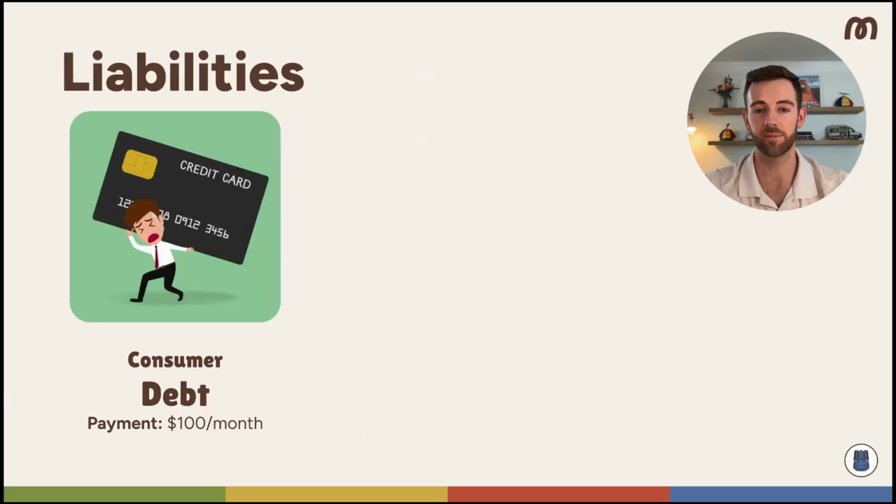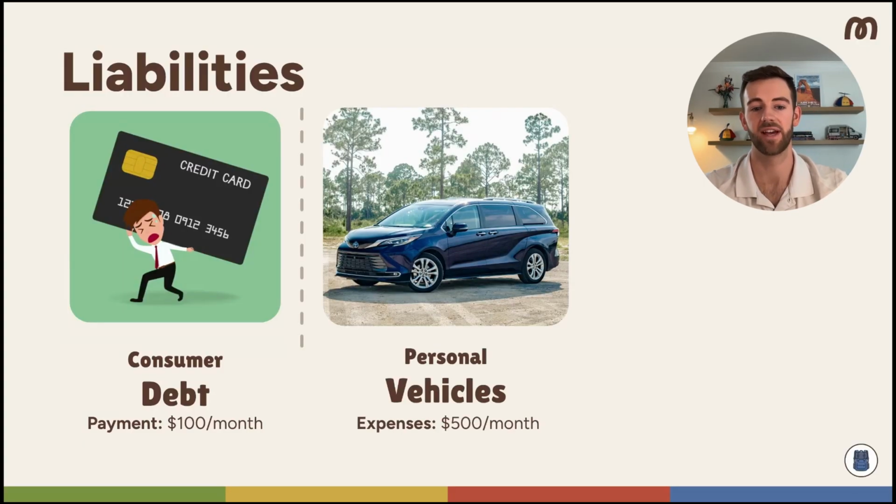Some other liabilities, things that take money out of your pocket every month, include consumer debt, like a credit card payment. That could be $100 a month. You can also have a car payment, or even if it's not a car payment with debt, just having something that takes money out of your pocket every month in this case is defined as a liability.